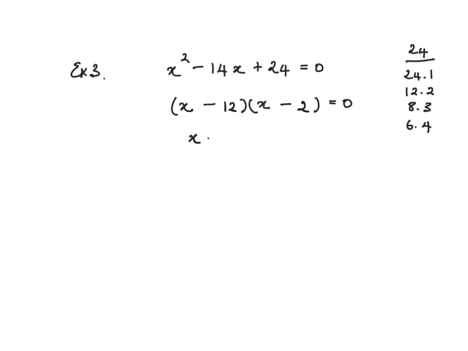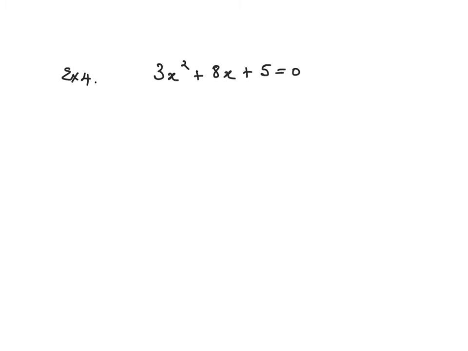So x minus 12 equals 0, x minus 2 equals 0. We want to get x on its own, so I'll add 12 to the first one and add 2 to the second one. Example 4, things are starting to get a bit more difficult now because the coefficient of the x squared term is not 1.